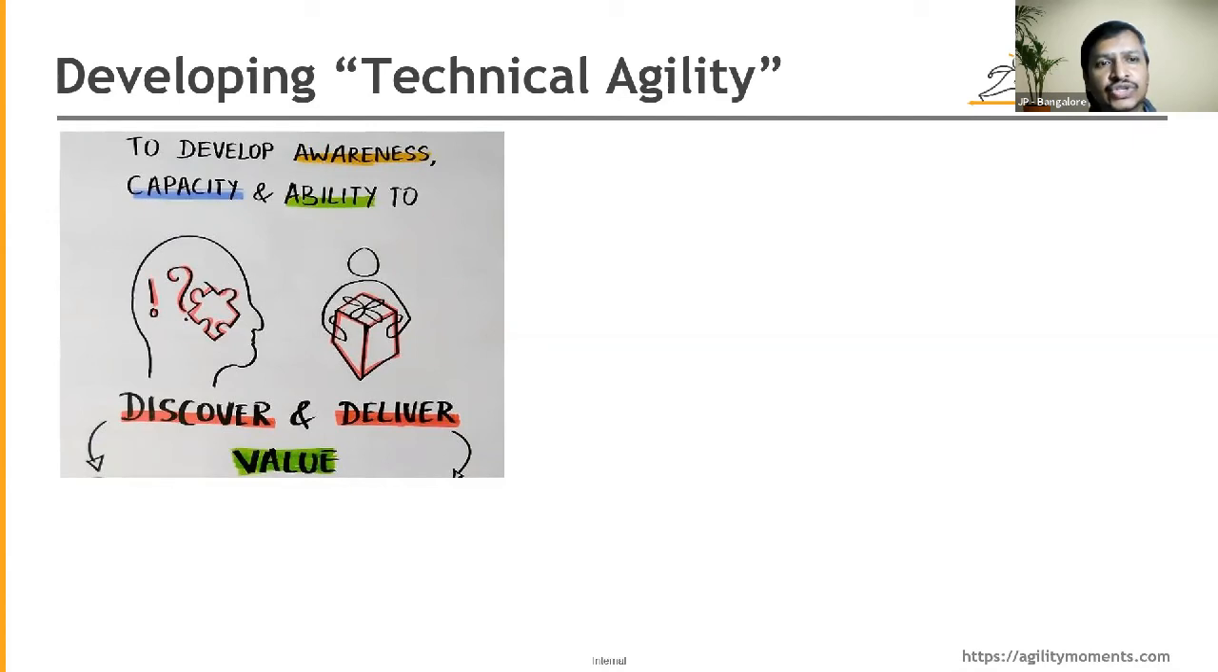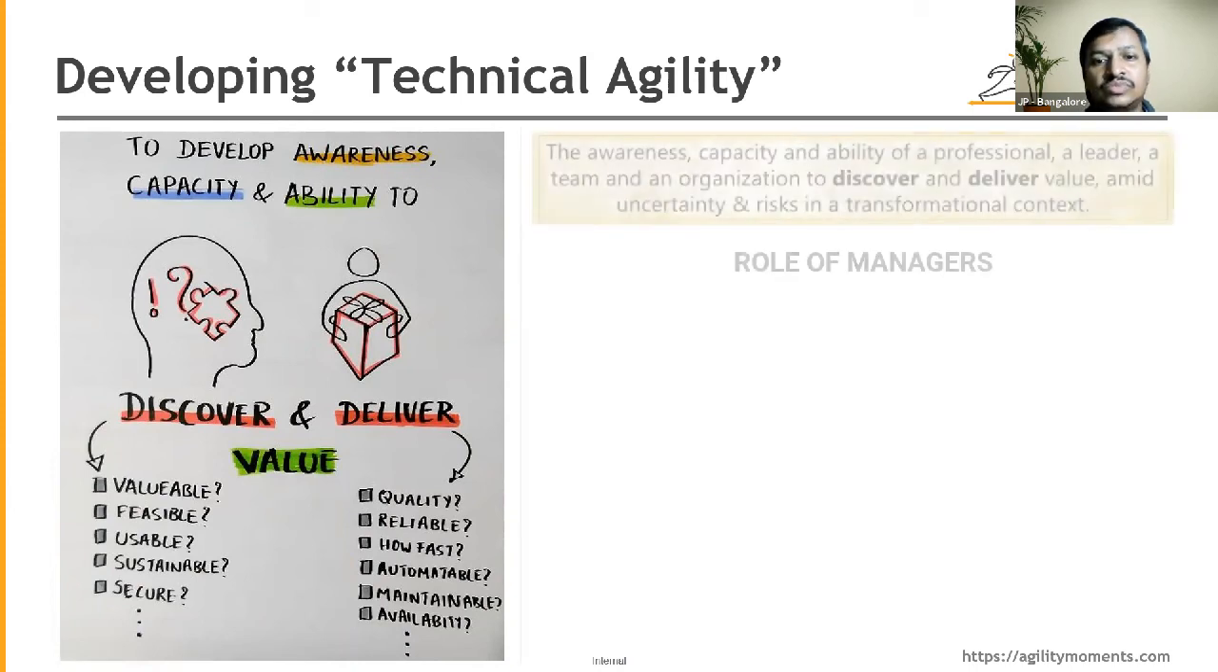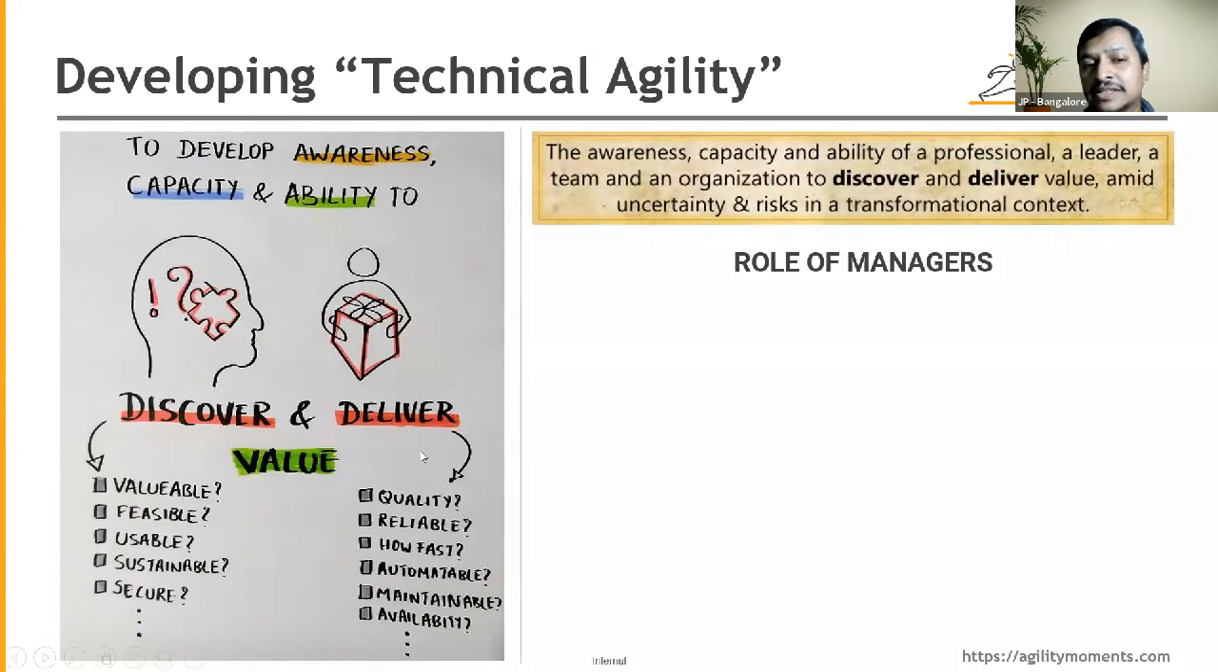That's fine. So to develop awareness, capacity and ability to discover and deliver value, I think we spoke about this. Now, discover what? Is my feature, my solution, my service valuable? Is it feasible, usable, sustainable? All these are typical product discovery questions. Similarly, can I deliver things faster with high quality, reliability, how fast, and is it automatable? Is something maintainable, available, high availability? All of these are answers from the delivery side. And we need to develop technical agility to address each of these things. We need a lot of technological awareness, technological savvy, plus the ability to apply the right tools and technologies at the right time.